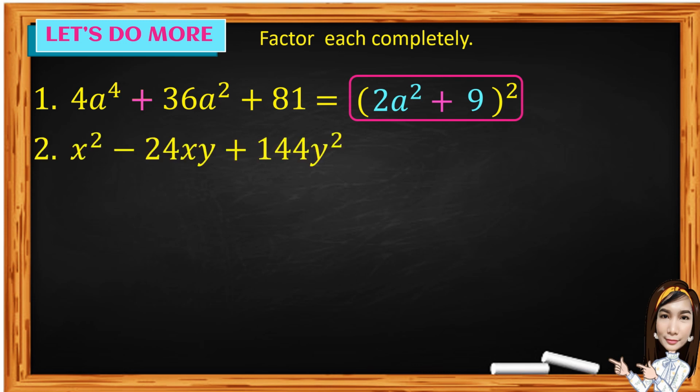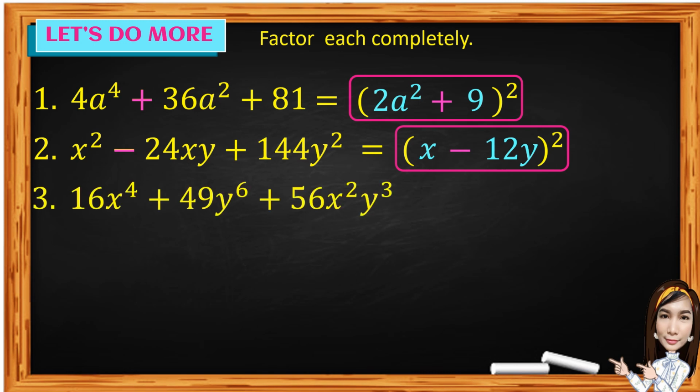Next, we have number 2, x squared minus 24xy plus 144y squared. Now the factor is written as the square of a binomial. Now for the first term, we get the square root of x squared, we have x. Then, if the middle term is minus, the binomial factor is also minus. Then, get the square root of the last term, 144y squared, we have 12y. So, the factored form is the quantity of x minus 12y, squared.